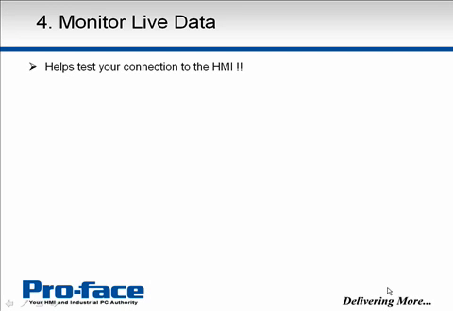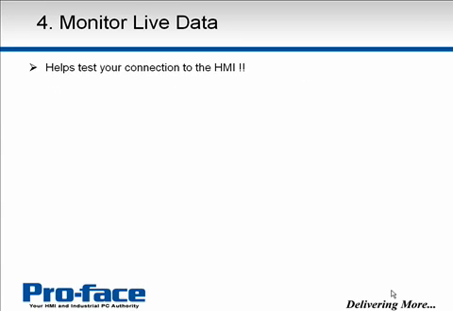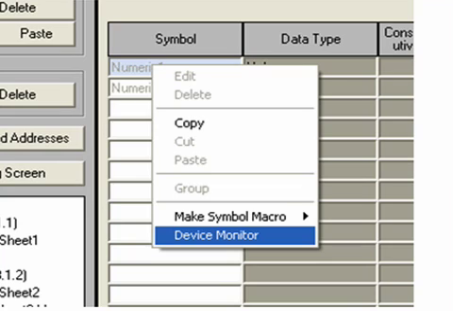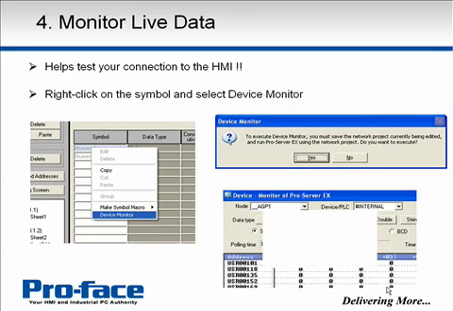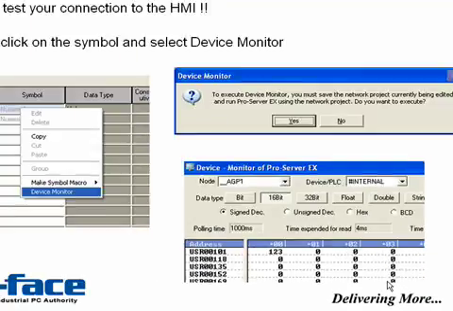Although we have yet to define the actions and triggers that will complete this project, at this point many people like to skip over to the monitor section and test the data connection to the HMI and prove that it's all live. All you need to do is right-click the symbol and select the device monitor. You have to save it and download, but now you can see the data from your symbol live on screen.